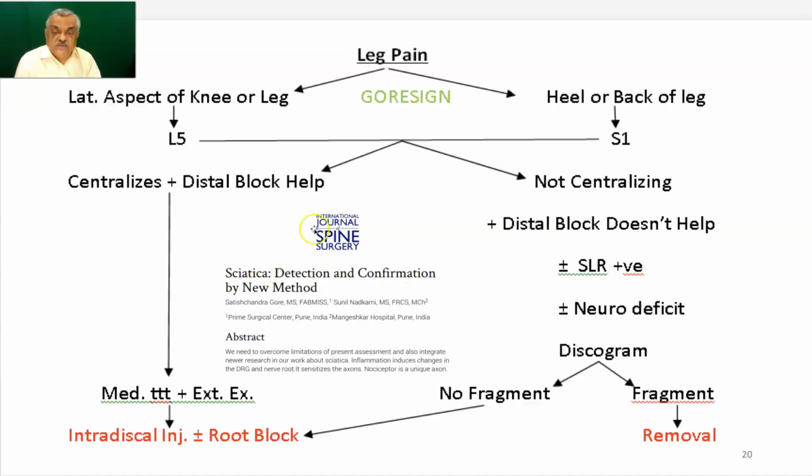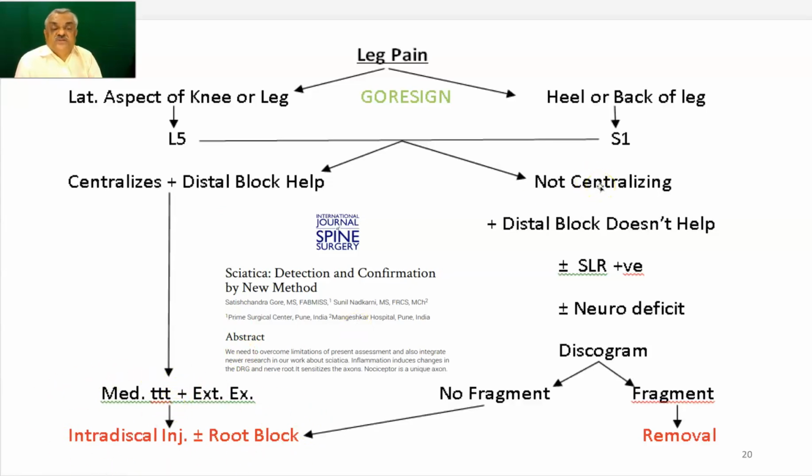This is described in my publication with my colleague, Sciatica Detection and Confirmation by New Method, which you can check on the internet, and you will find it in the International Journal of Spine Surgery. When the patient has a centralization of the back pain or the leg pain and a distal injection at the ankle helps, then we commonly conserve the patient.